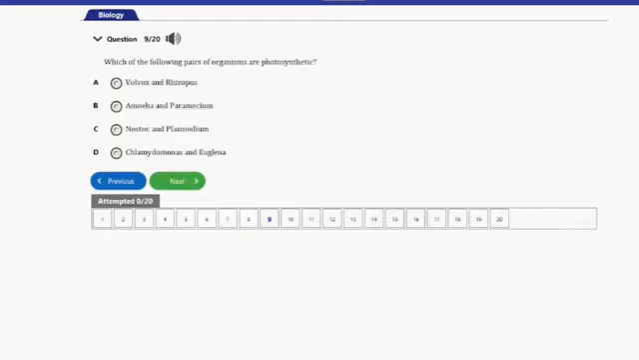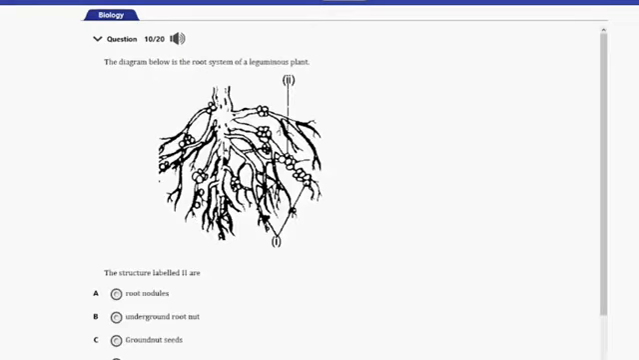Question number 9, it says, which of the following pairs of organisms are photosynthetic? We have A. Volvox and rhizopus. B. Amoeba and paramecium. C. Nostoc and plasmodium. D. Chlamydomonas and euglena. So guys, the answer to this question is option D, and that's Chlamydomonas and euglena. So that's it for this question. Let's go ahead and consider the next question, guys. That's question number 10 here.